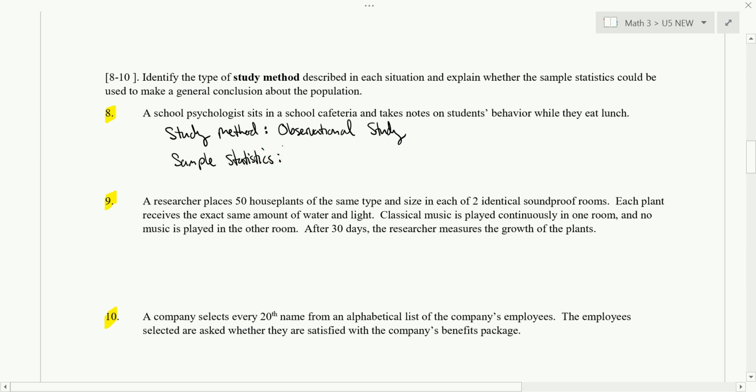So the sample that the school psychologist is using is those students who are in the cafeteria on that particular day eating lunch, and the statistics is the numbers or the data collected from these students, and we are told it has something to do with their behavior. We don't know exactly what kind of behavior, and so that's all we can write here. So our sample statistics are notes on student behavior.